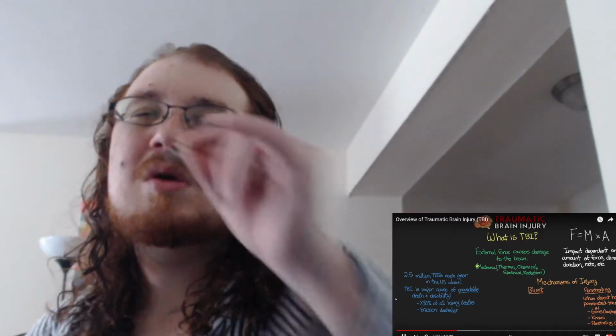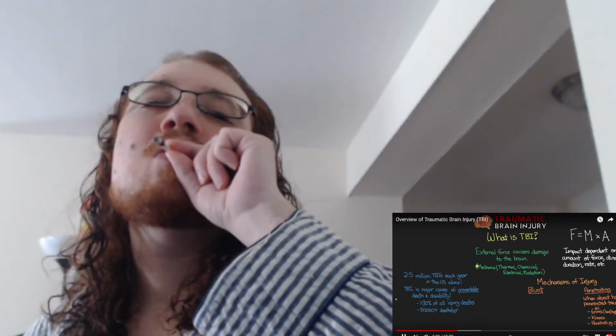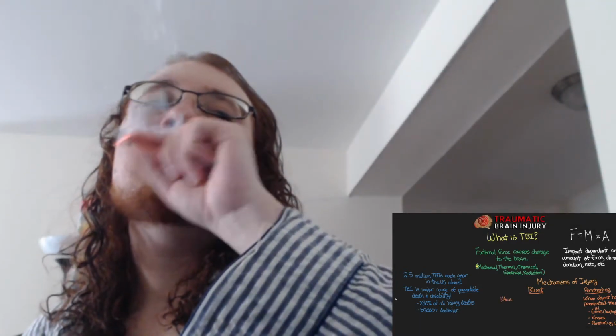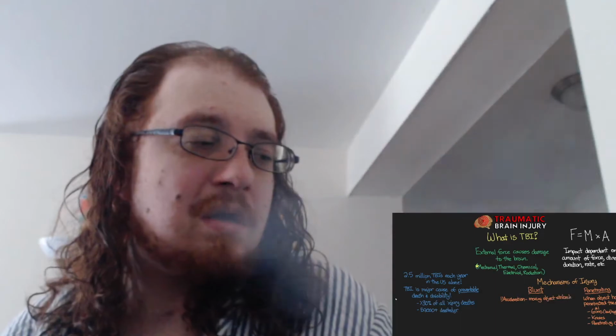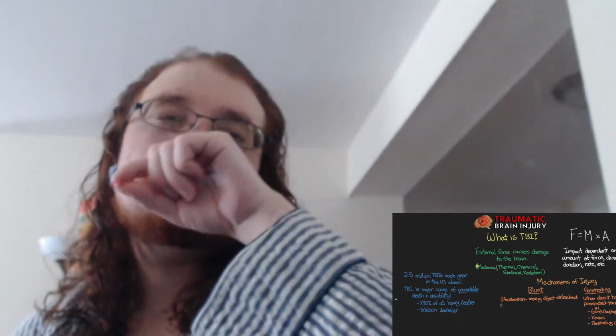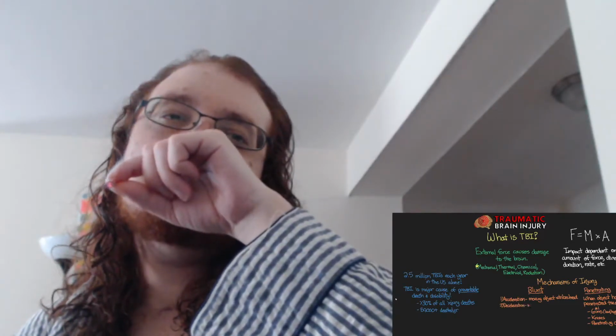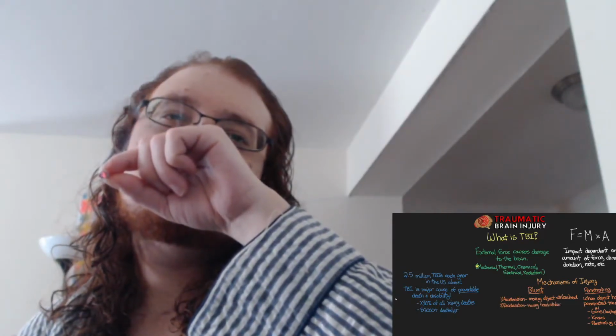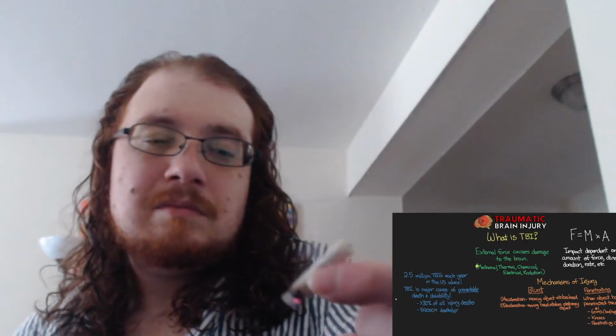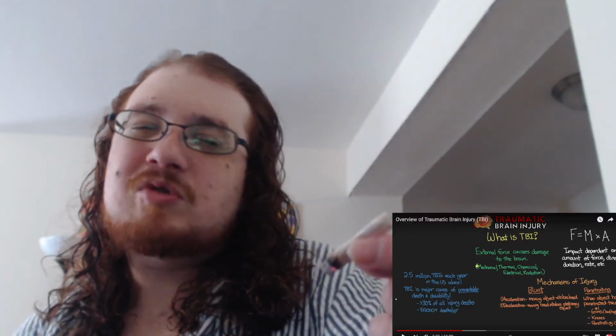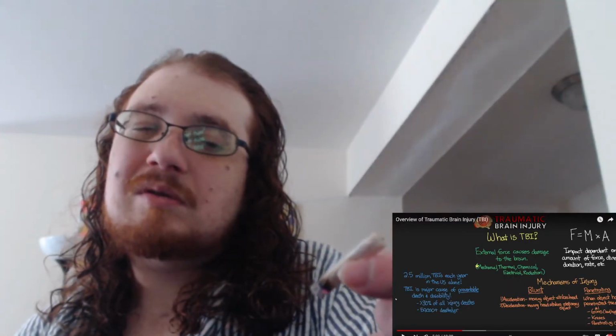Blunt injuries are going to result from one of the following reasons. We have our acceleration injury, which is when a moving object makes contact with the head, and this is going to cause acceleration of the head. So here, think baseball bat hitting a head. The next is our deceleration, where a moving head strikes a stationary object. So here, think of someone who's fallen off a ladder and then hits their head in the process.